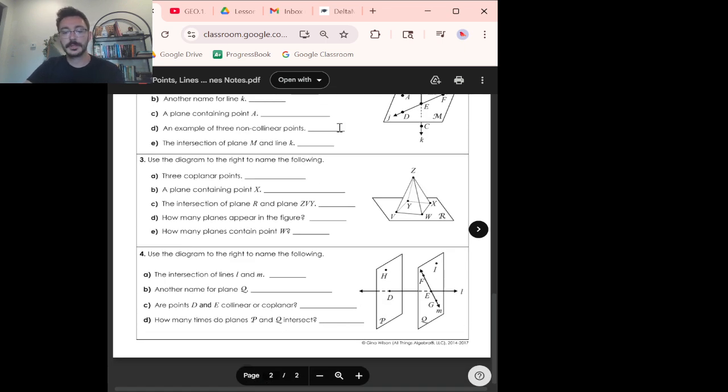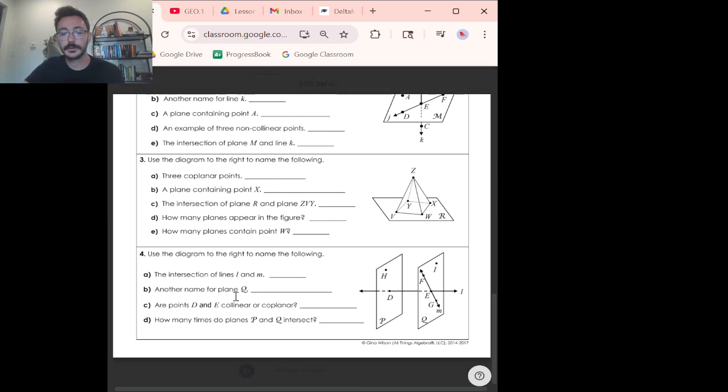Okay, let's keep going, or let's look at C real quick down here. Are points D and E collinear or coplanar? Uh-oh. Okay, I think we're good. My computer wanted to update.